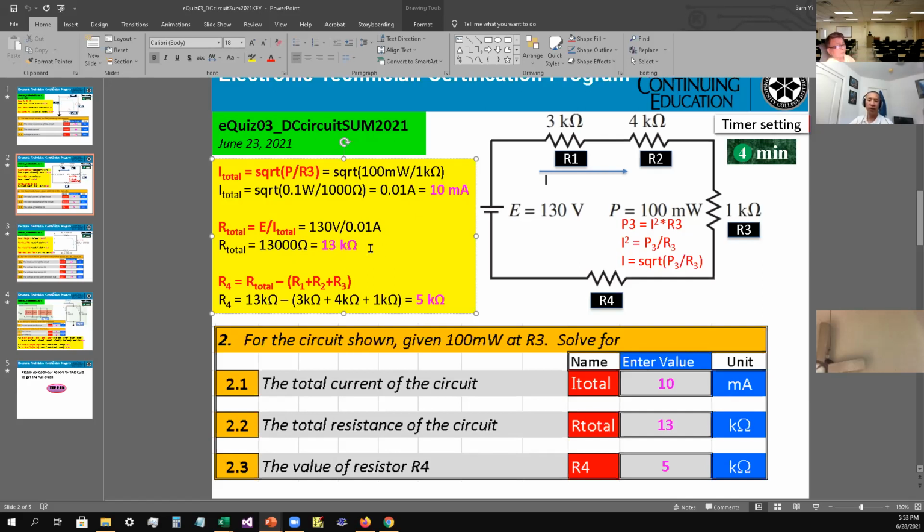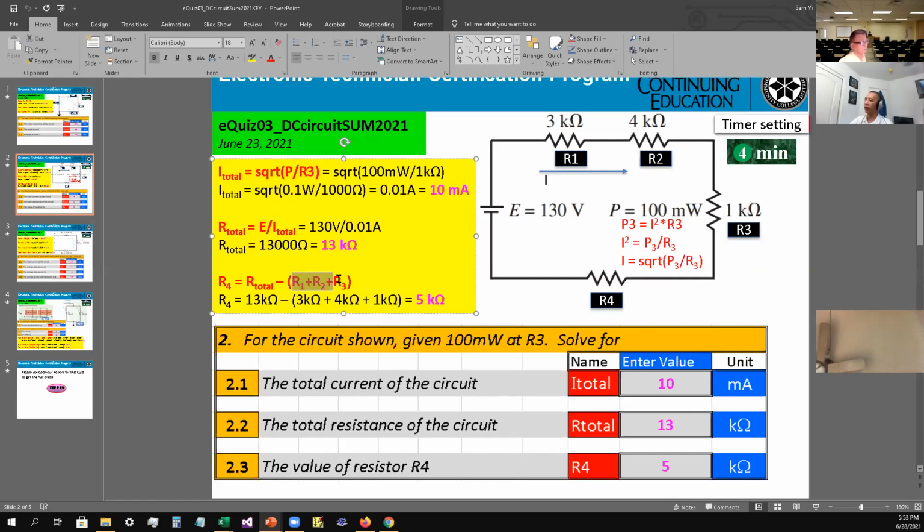So it's going to be 13 kilo ohm. Okay, so the R total is 13 kilo ohm. Now that we have the R total, we can solve for the value of R4. So R4 is going to be the R total, the total resistance of this circuit, minus all the known resistances. So minus R1, R2, R3.